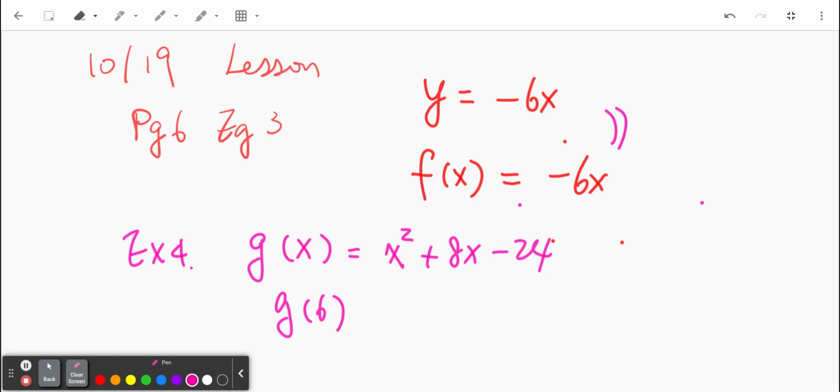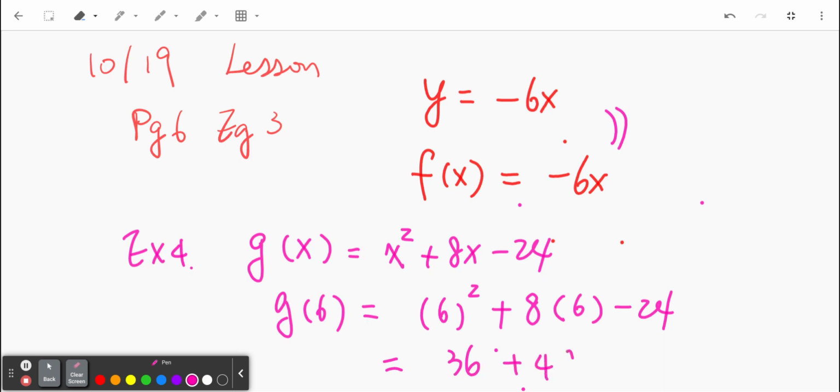It's telling you to find g(6). That means if x is 6, what is g(x)? All you have to do is plug it in. So you just replace x with 6. Look at the TV. Replace the x with 6 using parentheses. Every time you replace something, you use parentheses. You get 36 plus 48 minus 24, and you got 60. That's easy.